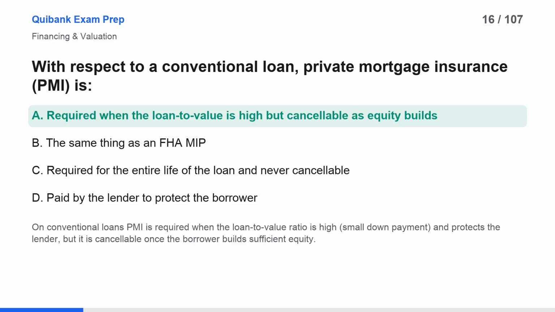The answer is A. Required when the loan-to-value is high but cancelable as equity builds. On conventional loans, PMI is required when the loan-to-value ratio is high (small down payment) and protects the lender, but it is cancelable once the borrower builds sufficient equity.